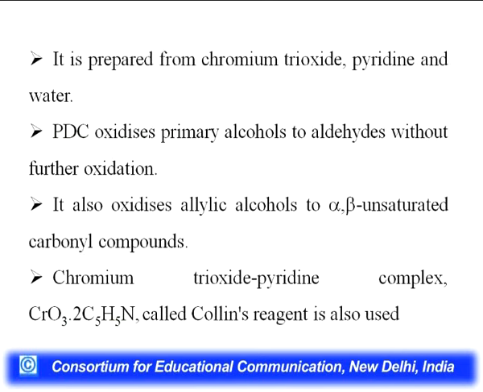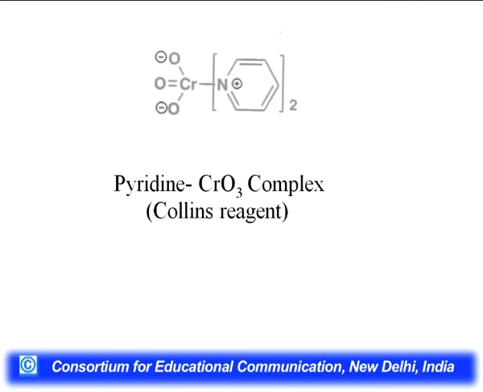PDC oxidizes primary alcohols to aldehydes without further oxidation. It also oxidizes allylic alcohol to alpha beta unsaturated carbonyl compounds. Chromium trioxide pyridine complex, that is CrO3·2C5H5N, called Collins reagent, is also used. This is the structure of the pyridine chromium trioxide complex, which is called Collins reagent.